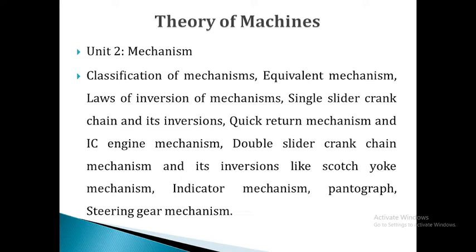In second unit, mechanisms. Firstly, we will discuss classification of mechanism, and we will discuss what is equivalent mechanism. After that, the next topic is the law of inversion of mechanisms, and after that, single slider crank chain and its inversions. So there are three types of mechanisms for which we will discuss the inversions: four bar mechanism, single slider crank mechanism, double slider crank mechanism.